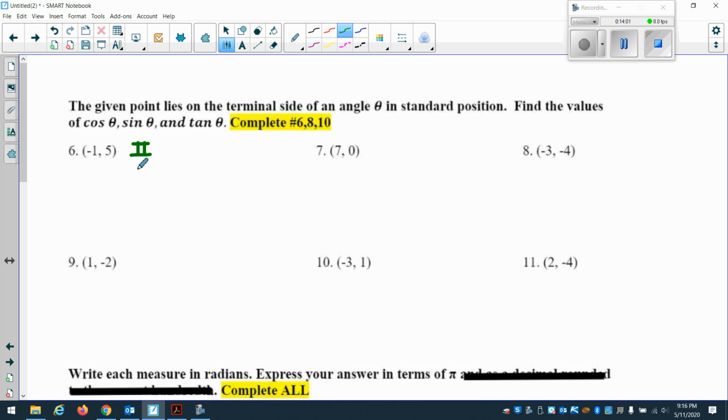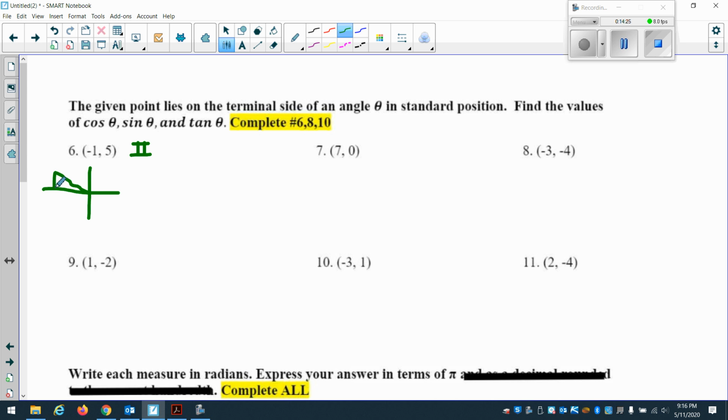However, they're not giving you cosine, sine, or tangent value. You have to find that. And we find that by using Pythagorean theorem. So this is in quadrant 2. Oops. Let me just erase that. It's not a good one. Okay. So it's in quadrant 2.